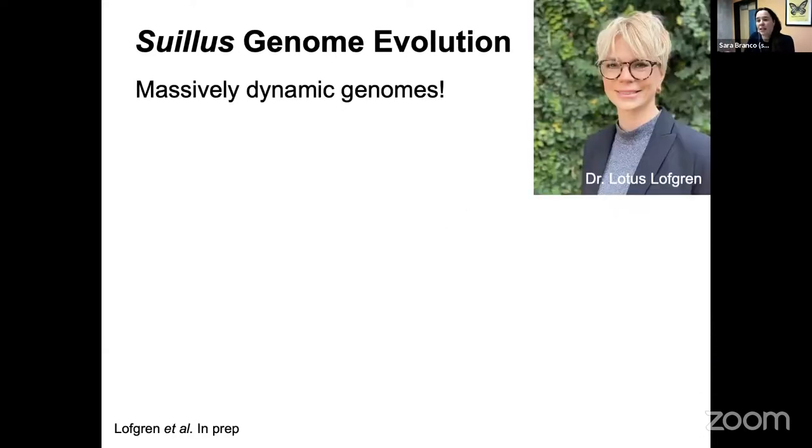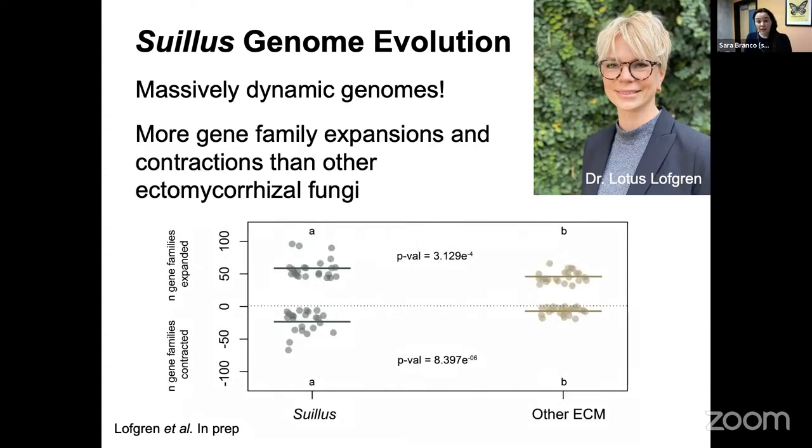And so, Dr. Lotus Lofgren, who's now a postdoc at Duke University, has been focusing a lot on understanding the genome evolution of Suillus. And what she found is that they have massively dynamic genomes. They have more gene family expansions and contractions than other ectomycorrhizal fungi. And so here I'm just showing you a graph with the gene families that are expanded and contracted in Suillus and other species of ectomycorrhizal fungi, and it's clear that they have more expansions and more contractions.